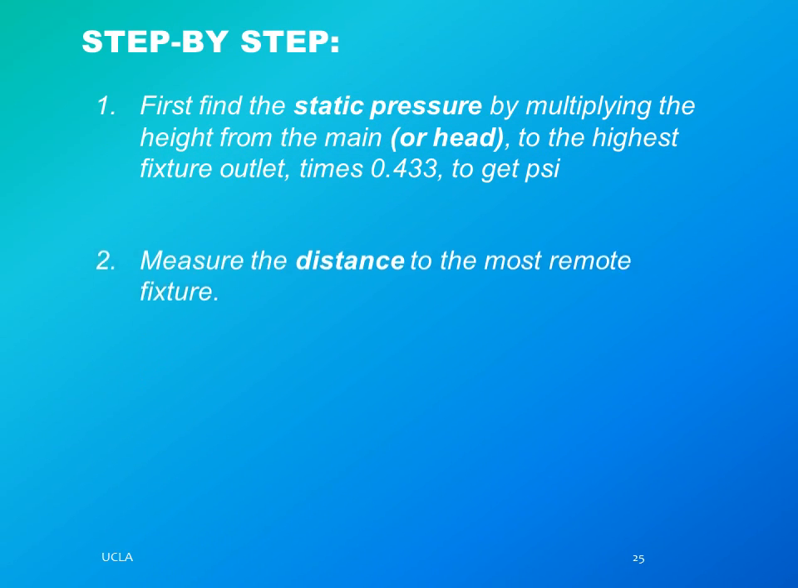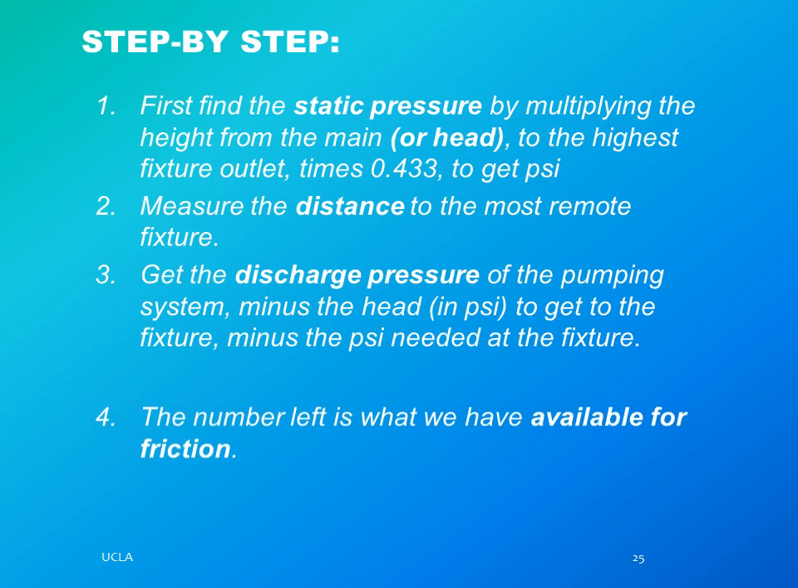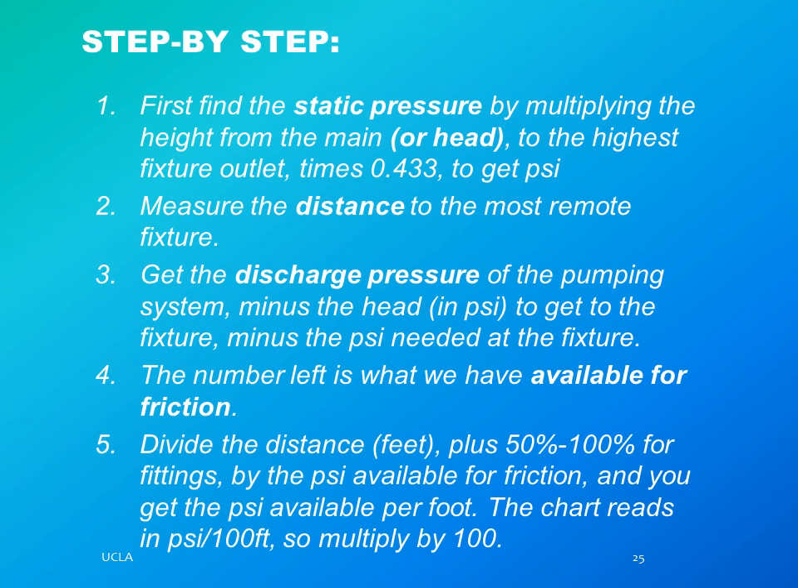Step by step. First, we find the static pressure by multiplying the height from the main. This is also the head, but if we're looking at it in feet, it would be head. In pressure, it would be the static pressure. And if we know how high it is to the highest fixture outlet, we multiply times 0.433 to get the PSI. Measure the distance to the remote fixture. Then we get the discharge pressure of the pumping system minus the head and PSI to get to the fixture, minus the PSI needed at the fixture. The number left is what we have available for friction.